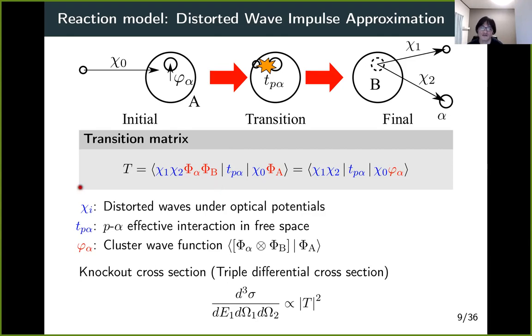So let me repeat, these chi's are the distorted waves under some optical potentials. The p-alpha is a proton-alpha effective interaction in free space. These are the reaction part, and this phi alpha is a cluster wave function, which is the exact wave function of the target, where the alpha and the core nucleus are coupled, and this gives the overall cluster wave function. And then this T matrix squared gives the triple differential cross section of the knockout reaction. So this is the DWIA framework.